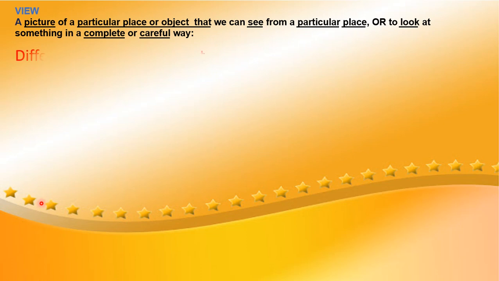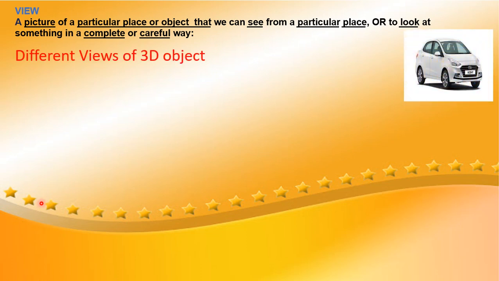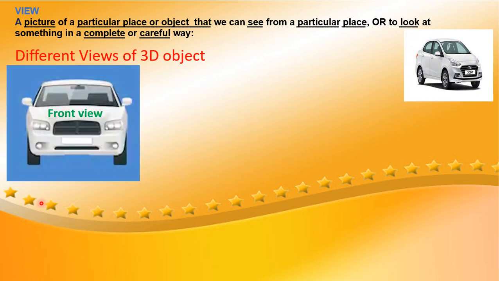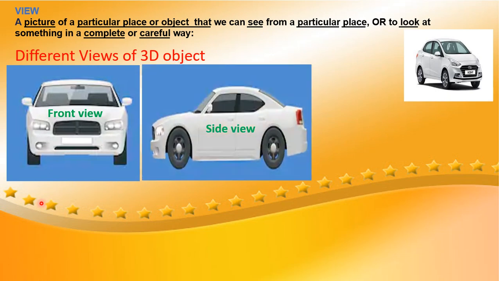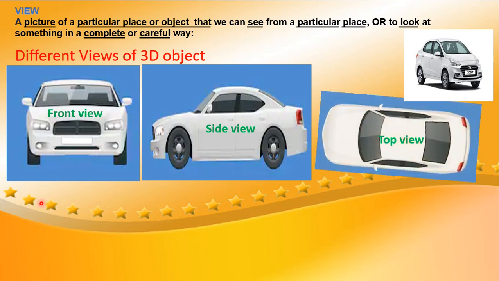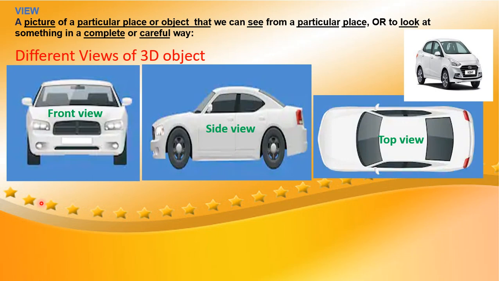Let us take a 3D object, for example a car. When we observe this car from different views, the car from the front will look like this, but when we observe the car from the side, we will observe this. But from the top, we are able to see only the roof of the car, not the side of the car. So here are the three different views of the car: front, side and top.